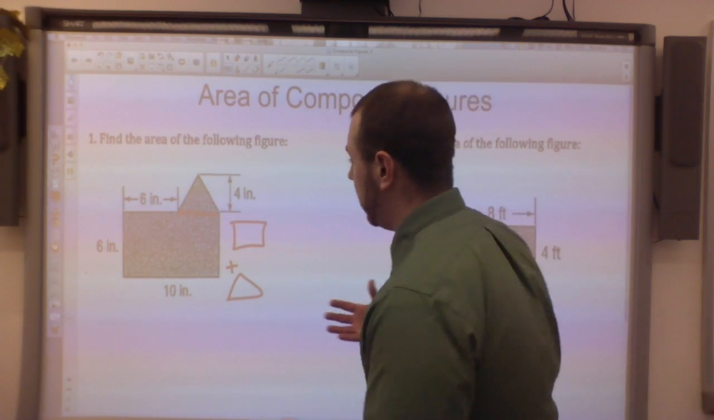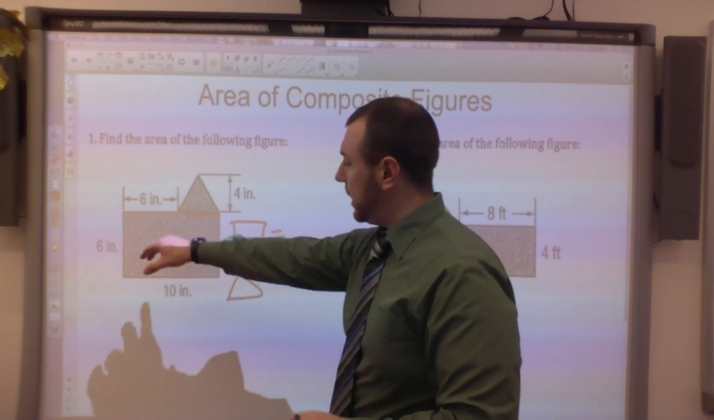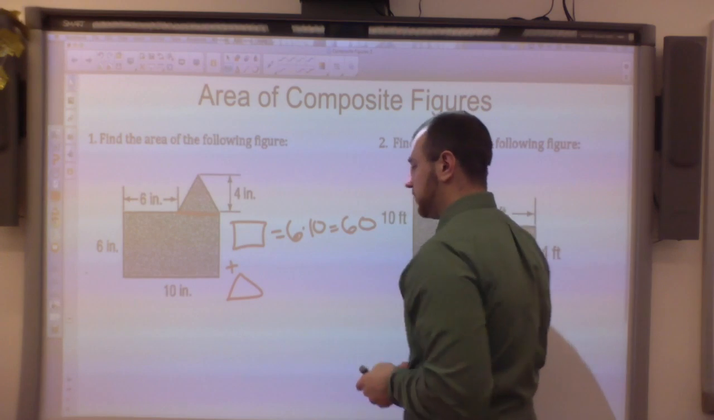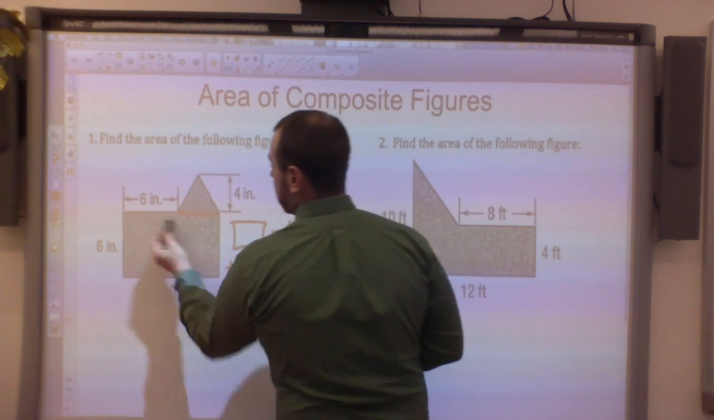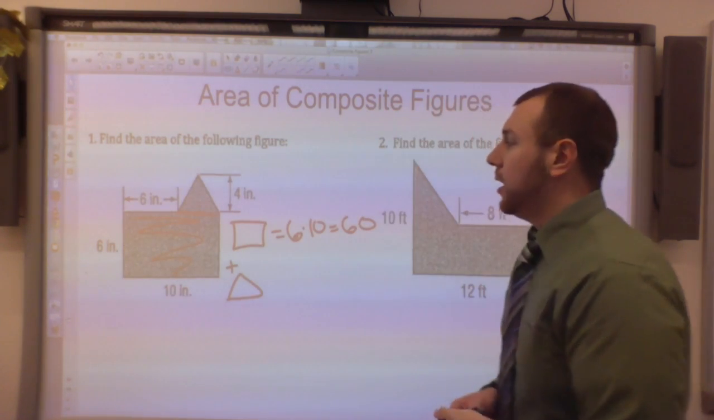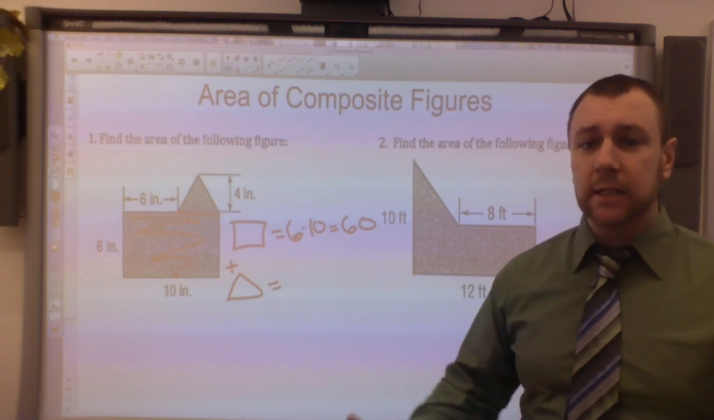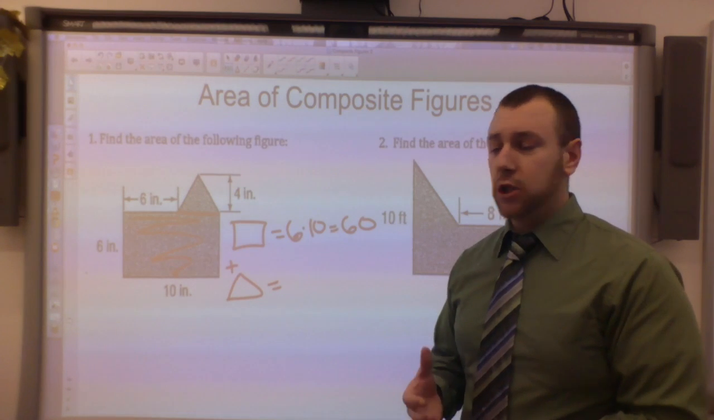Okay? So the area of the rectangle, again, is base times height. So that's 6 times 10, which is 60. So that's this area in here. The area of the triangle is my base times my height divided by 2.